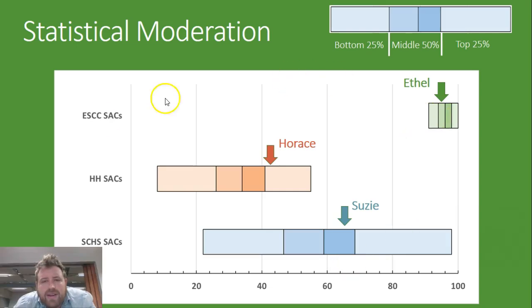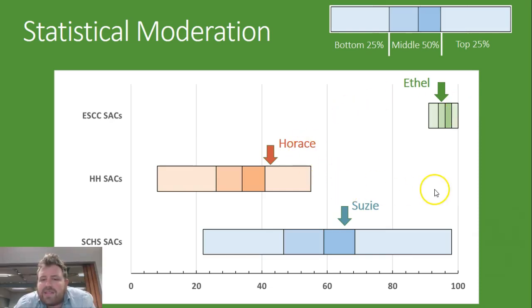So you can see 3 completely different philosophies these schools have towards their SACs. Easy Street is making it really straightforward to get those top marks. Almost everybody's getting above 90%. At Hardmark High, almost nobody's getting above 60%, and at Suzanne Corey, we've got a bit of a spread. And we might want to ask, well, who's done better here? Has Ethel done better?